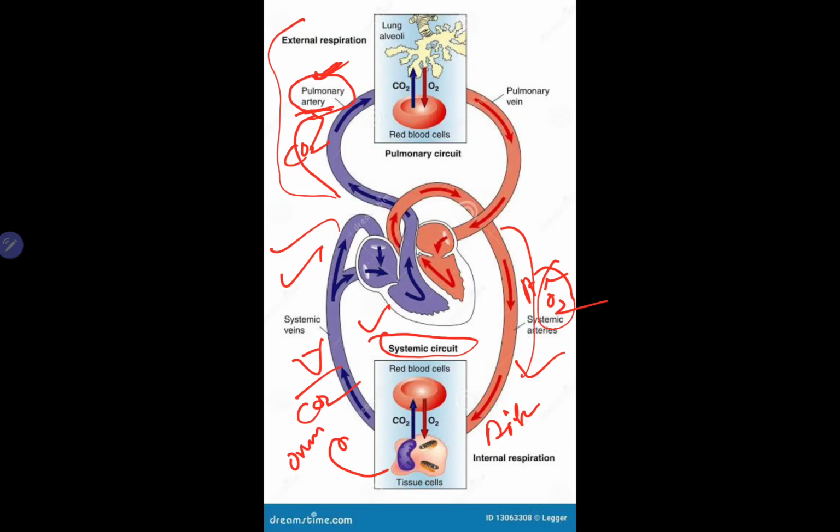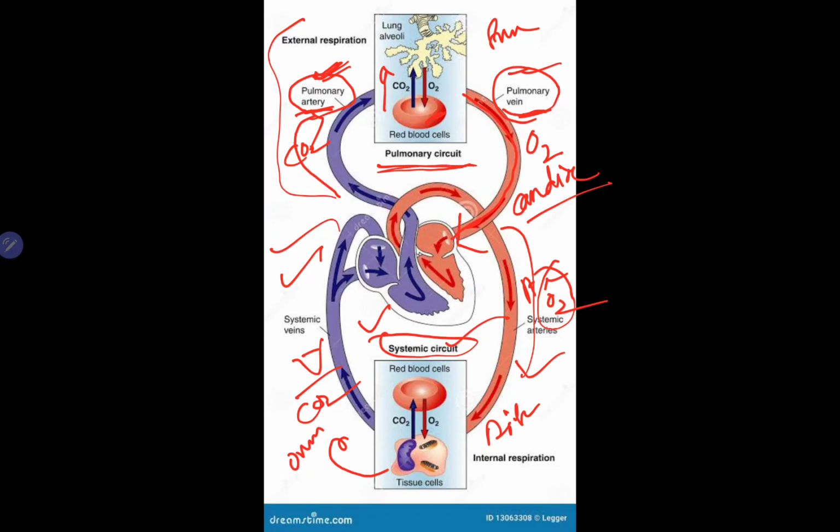Then after oxygenation, meaning addition of oxygen and removal of carbon dioxide by the RBC cells, this oxygenated blood is pumped back to the heart. It is carried by the pulmonary veins. Remember one thing, the word pulmonary is always used for the lungs, and cardiac is always related to the heart. So over here, this is the pulmonary circulation, and this is the systemic circulation.